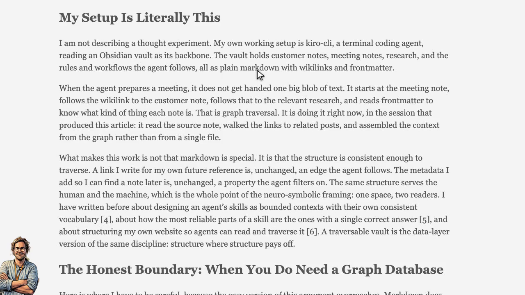You might ask, isn't calling a folder of notes a knowledge graph just rebranding? A graph database does far more. Fair. A linked vault genuinely has nodes, edges, and properties, which is the structural definition of a graph. What it lacks is a query engine and an enforced schema. So the honest claim is narrower. It is a graph you can traverse, not one you can query at scale.